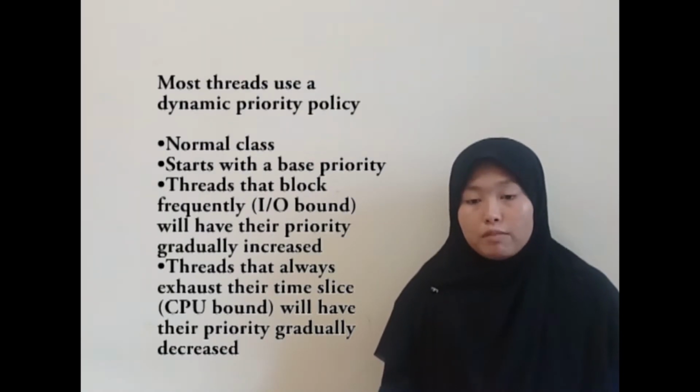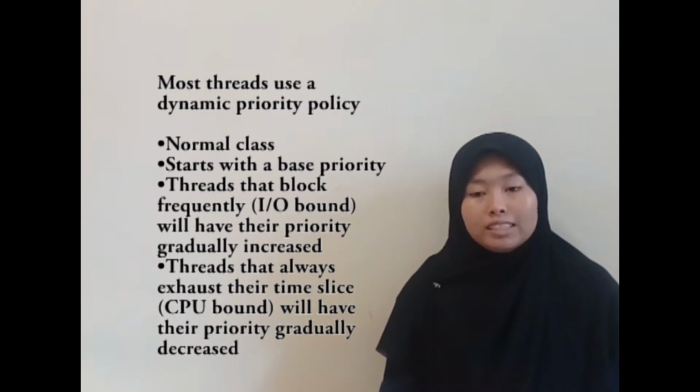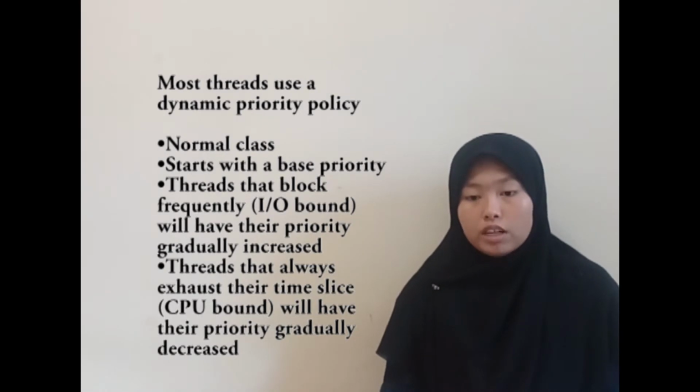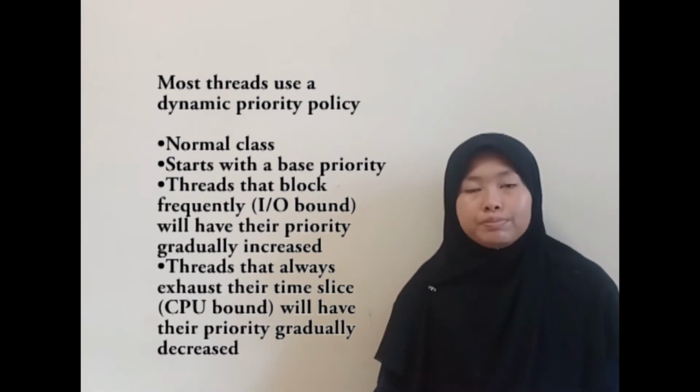While in Linux, most threads use a dynamic priority policy. Normal class, similar to the classic Unix scheduler. A newly created thread starts with a base priority. Threads that block frequently, input-output bound, will have their priority gradually increase. Threads that always use up their time slice, CPU bound, will have their priority gradually decrease.